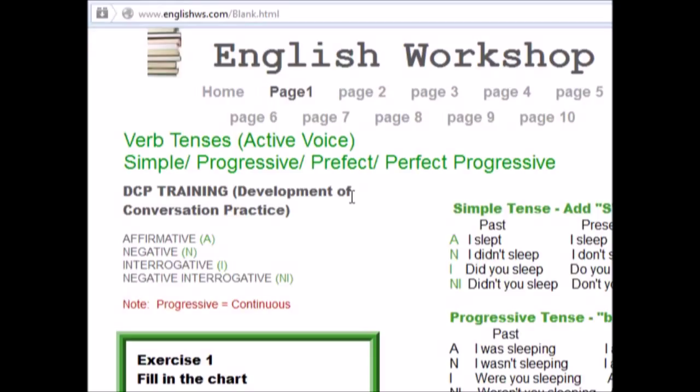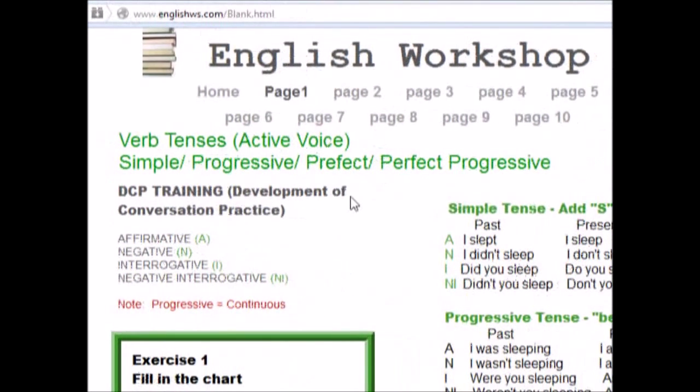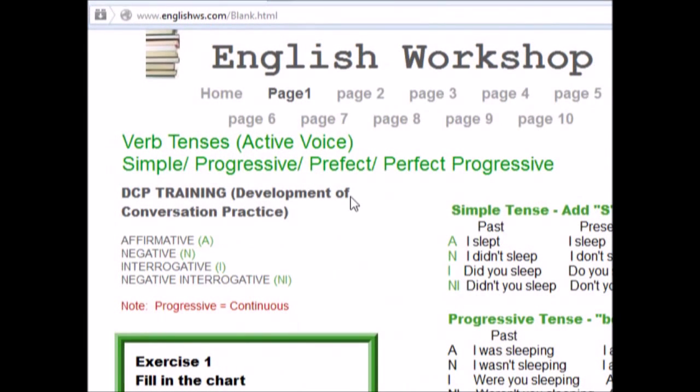First, we're going to start with an overview of DCP Training. DCP stands for Development of Conversation Practice. What this helps you to do is, through charts, get an overview of the active voice and the passive voice in the English language. You learn how to conjugate your verbs. You learn how to work with pronouns and verb agreement. And later in the course, you learn to turn those pronouns into nouns and conjugate your verbs.